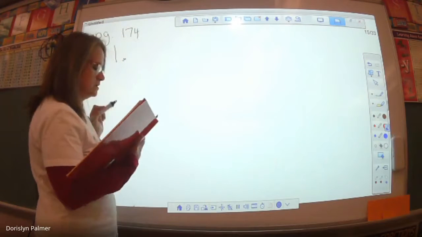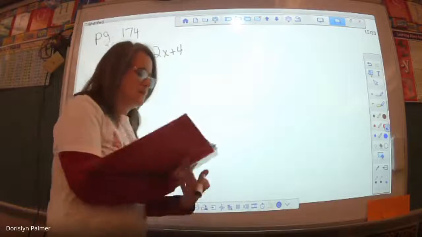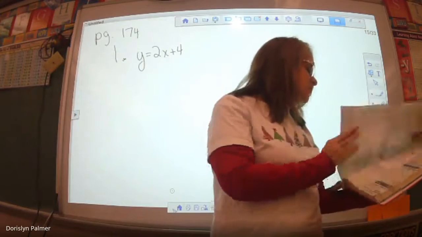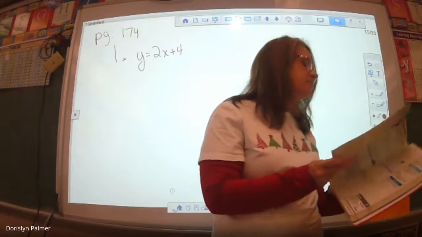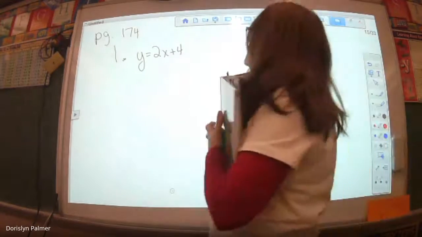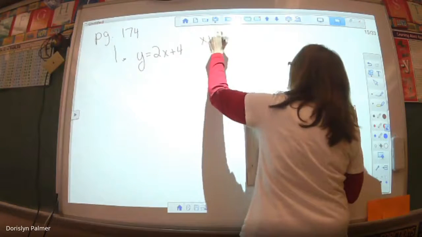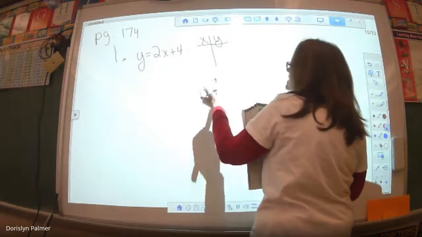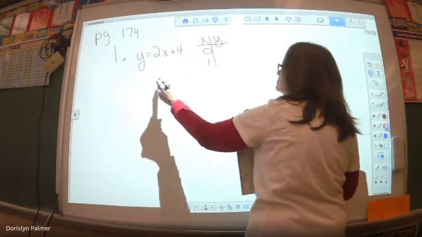I'm opening up my book right now. Okay, and I got the equation y equals 2x plus 4. Okay. And then they talked about graphing the equation. So to graph it, we were making an XY chart, I think, and saying, what if X is, did we do it like that? 0 and 1? Yes.